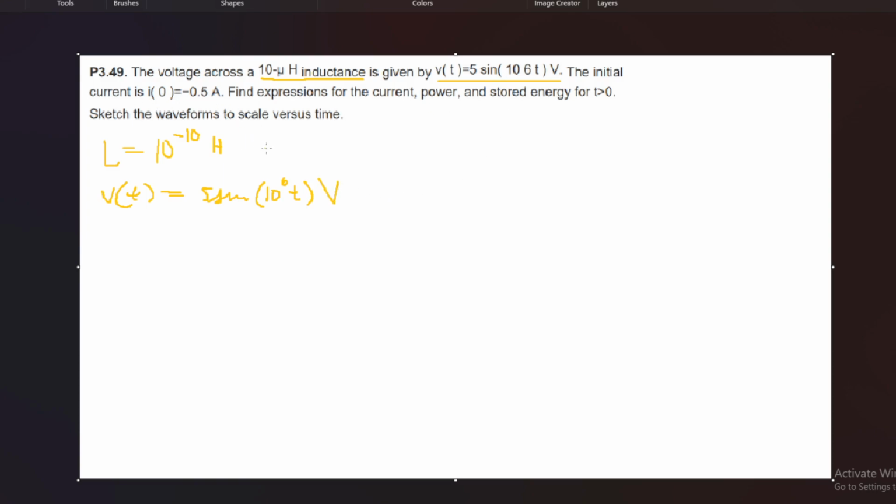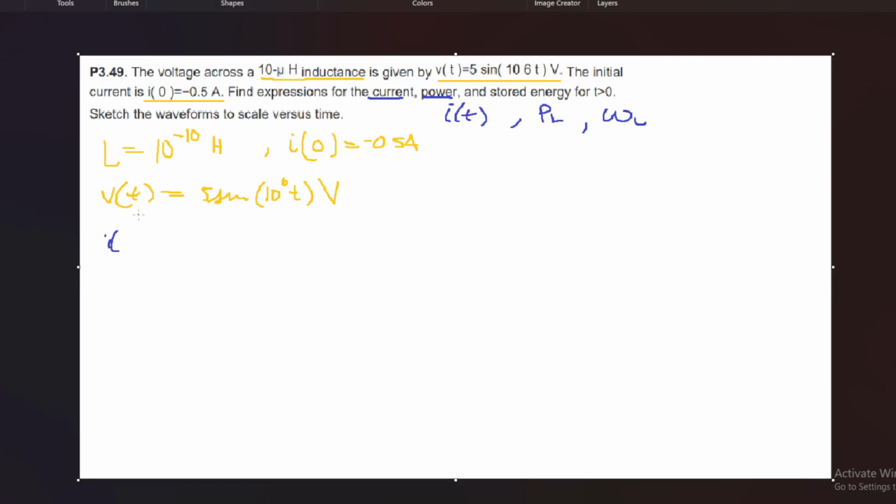And the initial current, so we're given an I initial, which is negative 0.5 amps. Cool. And then basically it's asking us to find expressions for the current, so I of t, power, which is PL since we're looking at an inductor, and stored energy, which is WL. Okay. So first, let's do the current.